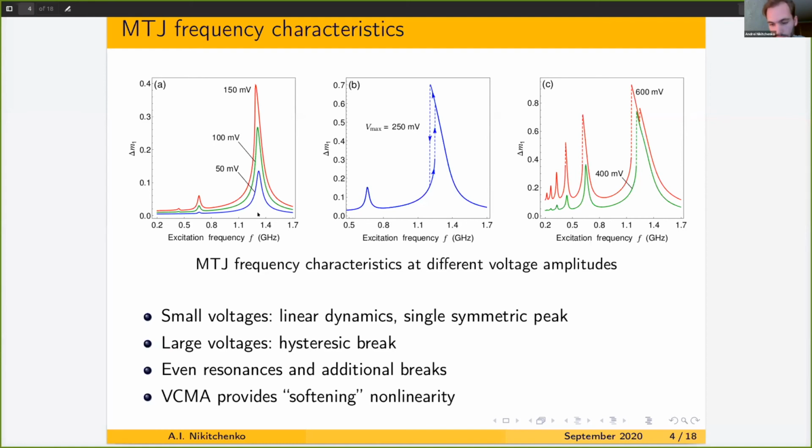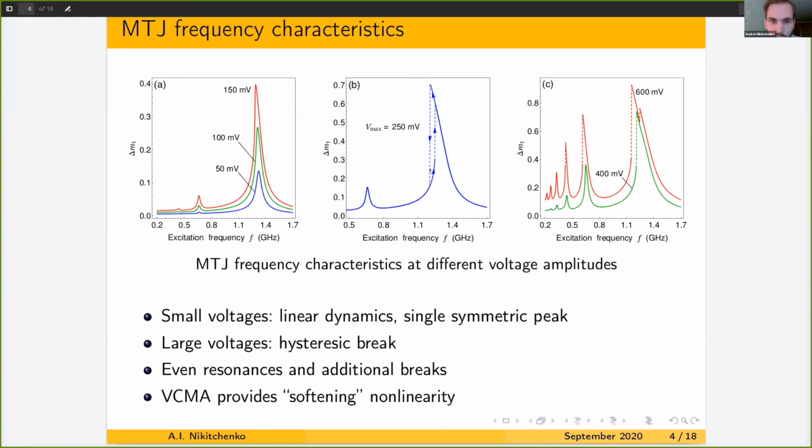It's worth noting that the linearization of the magnetodynamics equation gives us an analytical solution which matches the simulation results at small voltages. That's why the magnetodynamics expressed in panel A is the linear magnetodynamics. At larger voltage amplitudes, in panel B, a break near the resonance appears.